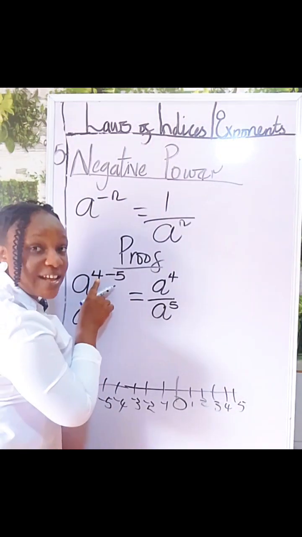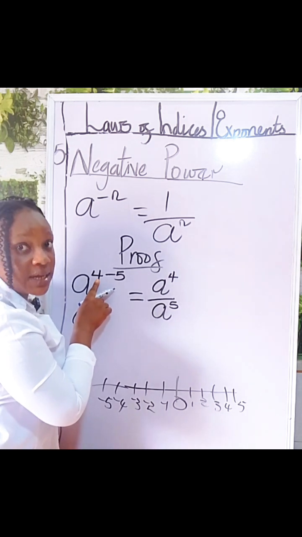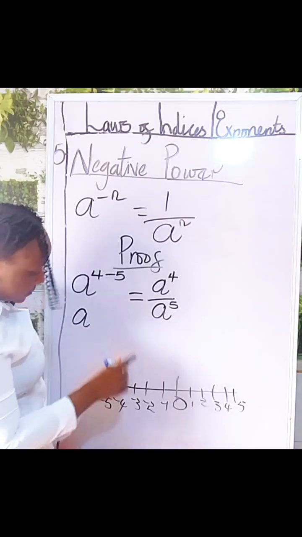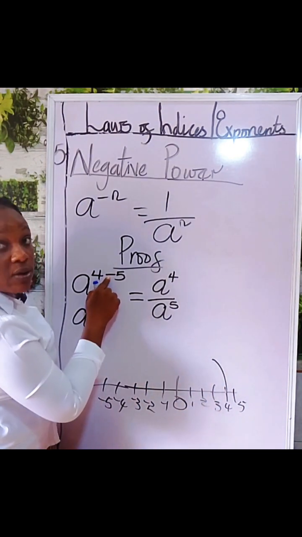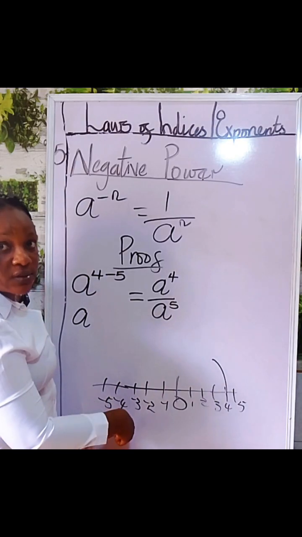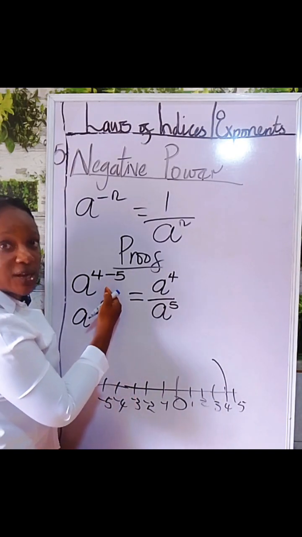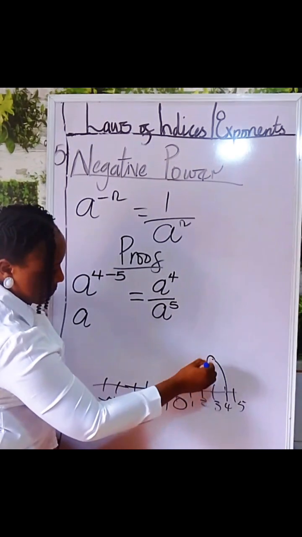The 4 tells us the starting point. We have done number line, you can go there and see how it is done. So the 4 tells us where to start. We are going to start from 4. Understand? The minus tells us we are going to go left. Minus, because that is where minus is. Understand? We are going to go left. Then the 5 tells us the step. So you go first step.